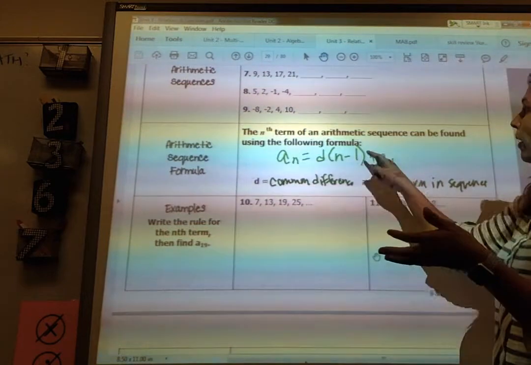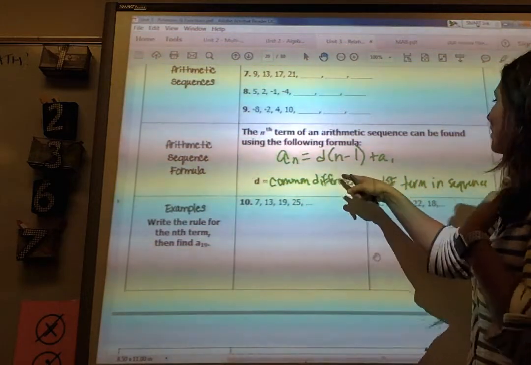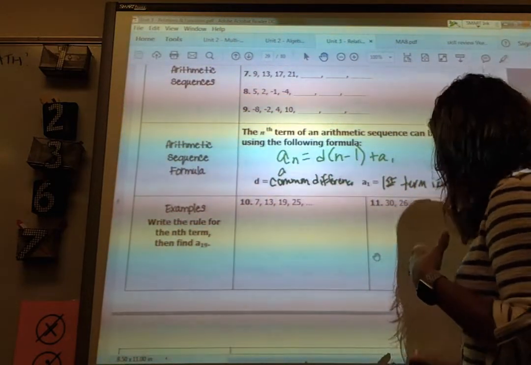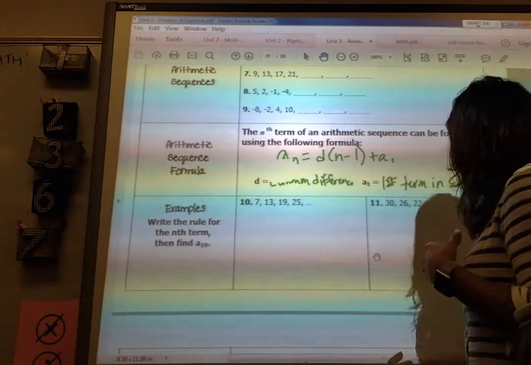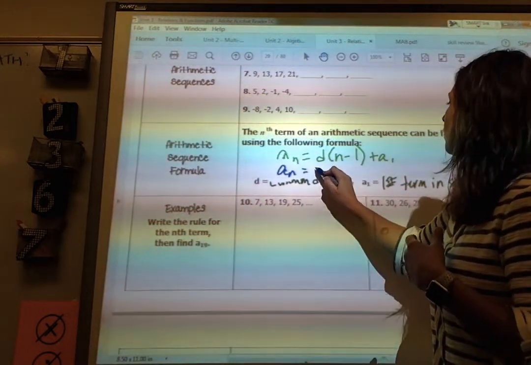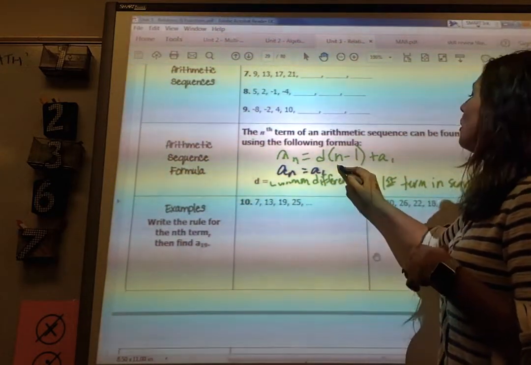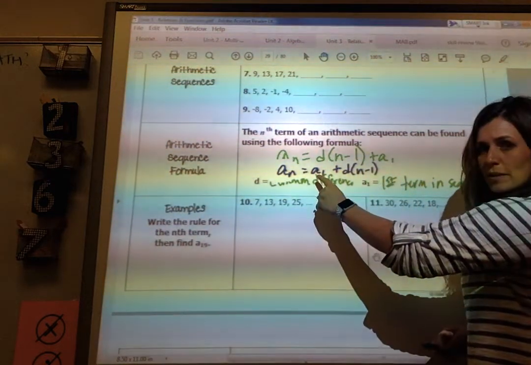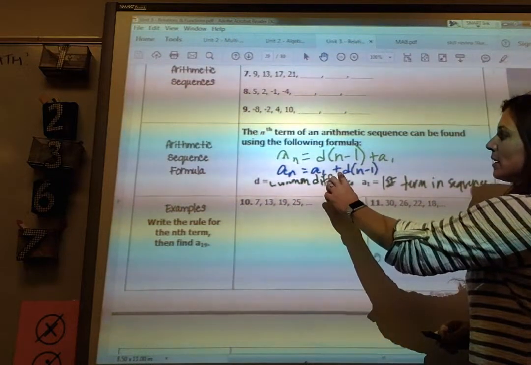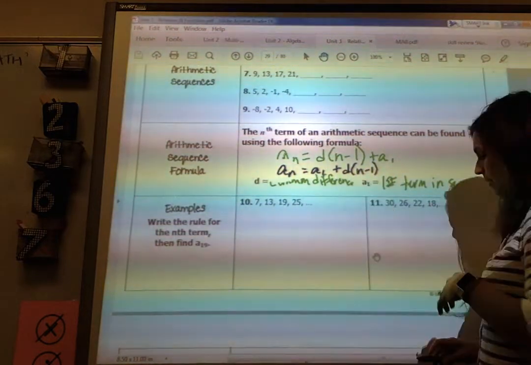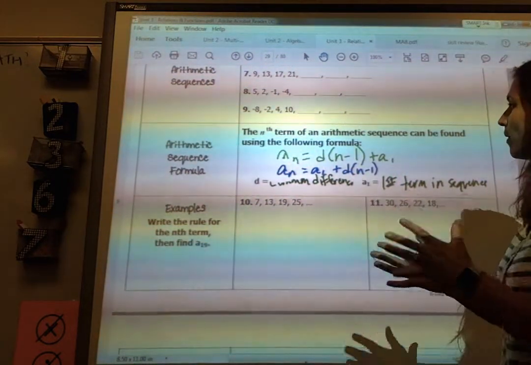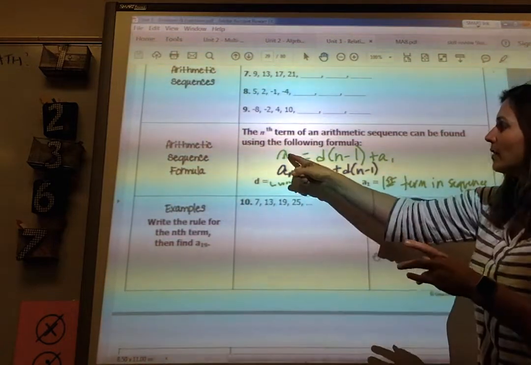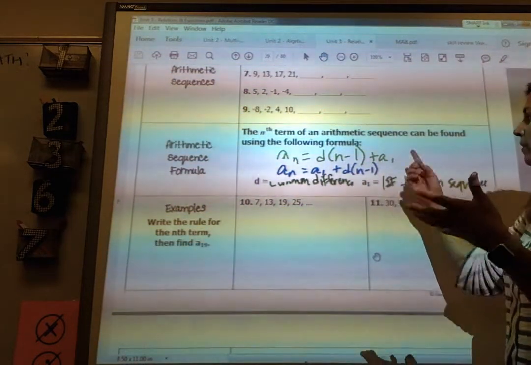Sometimes I like to rewrite my formula with the commutative property because I think personally it makes more sense if we say that an equals a1 plus d times (n minus 1), because that's the first term in the sequence, and we're adding to the first term in the sequence this part. But either way, commutative property, it doesn't matter. So technically that's my formula, but a1 is that first term.